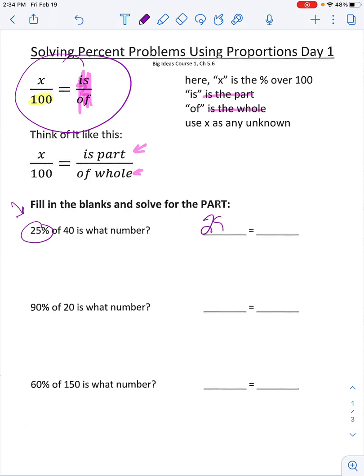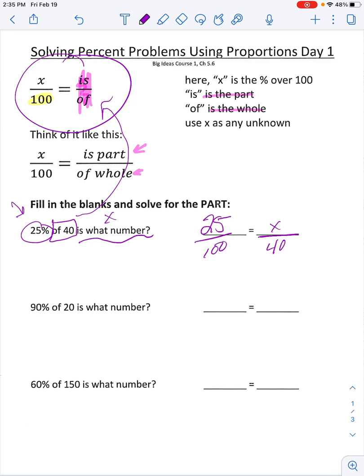25%. Automatically, percentages go over 100. Of 40. Where does of go? Of goes on the bottom. Is what number? I don't know. That's where you throw your variable. That's where we're solving. So that's how you're going to set the problem up. Percent goes over 100. Is goes on top, and it's saying is what number, so we don't know. That's where we're solving for. Of goes on the bottom. Is over of. Okay?